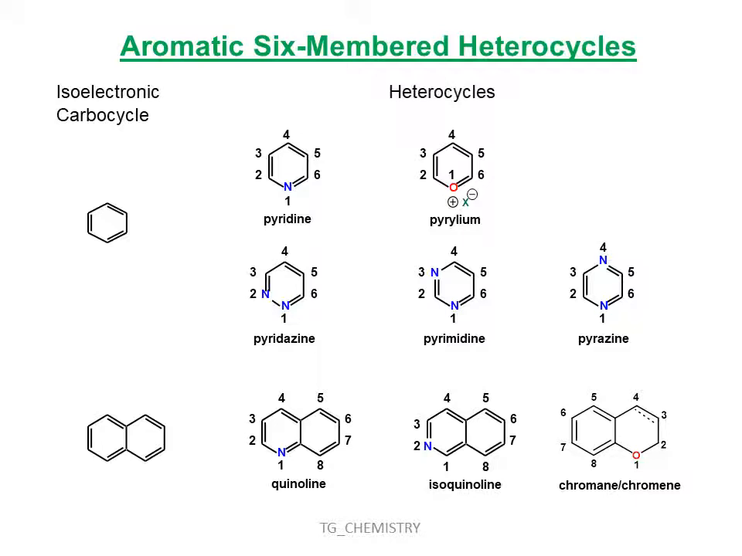For the naphthalene analog, we see this can be quinoline and isoquinoline depending on the position of the nitrogen atom, and also it can be chromane or chromene if an oxygen atom is incorporated into the molecular structure.